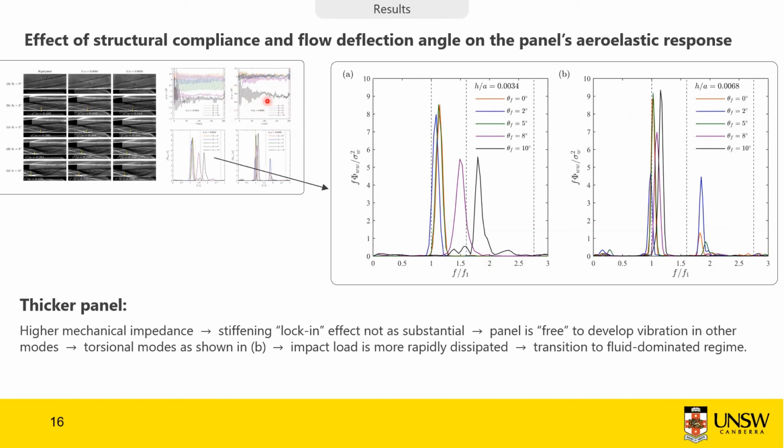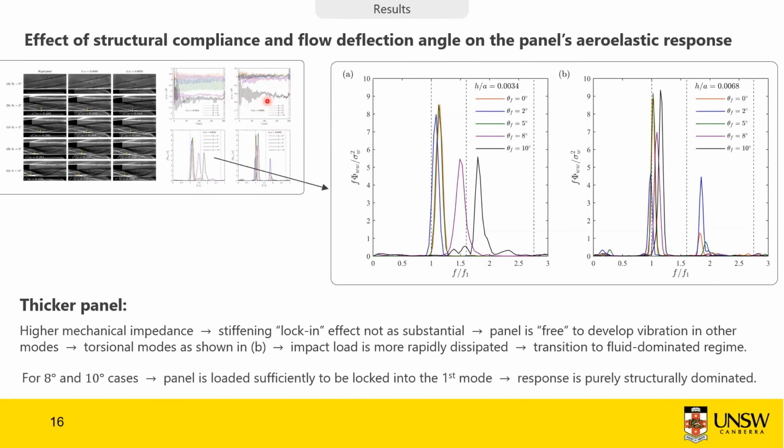And then you might be wondering, okay, so blue, red, and green are for 0, 2, and 5 degrees. So what happens at 8 and 10 degrees? For those cases, the panel is loaded sufficiently enough that it gets locked in the first mode. And then high order vibration is not developed. And it turns out that the response is purely structurally dominated, because there's not enough time for that impact load to be dissipated.